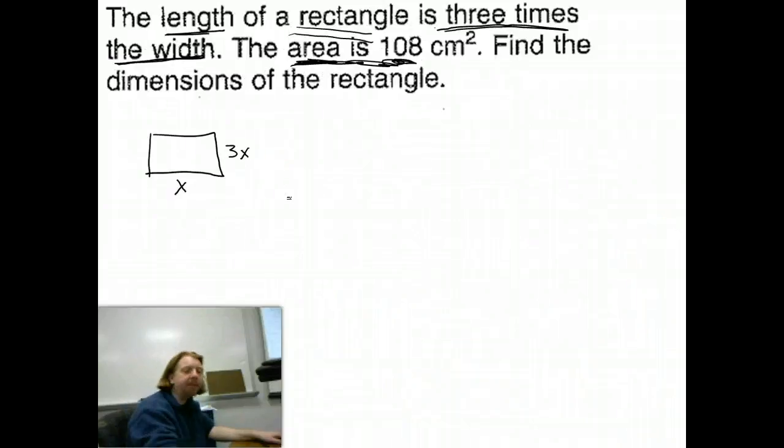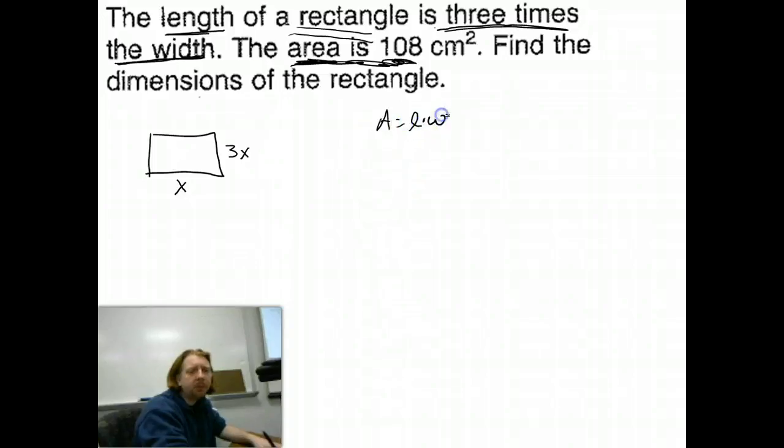So now I'm over on this one. What's the area of a rectangle again? Length times width, equals 108 centimeters squared, and that's going to be x times 3x. This might not be an example of a good quadratic formula problem, because I don't think we need the quadratic formula for it.